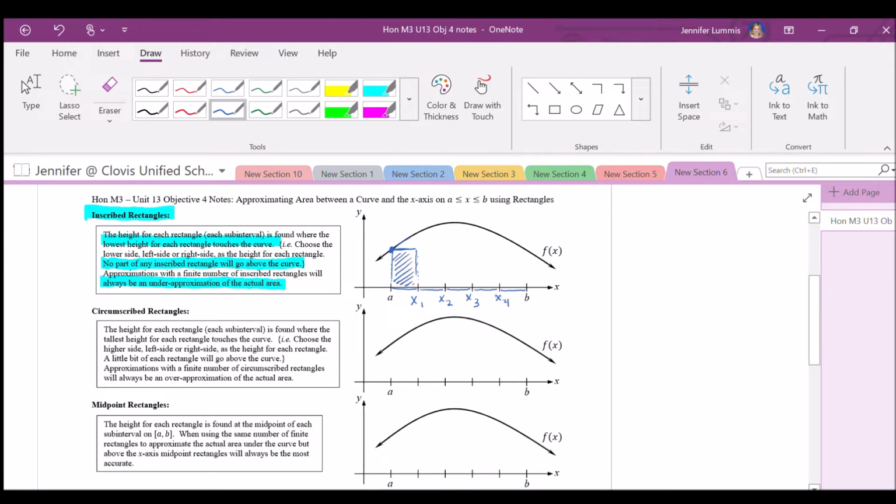Okay, the second rectangle from x1 to x2. So if you start to see what's happening here, you can see that the curve is still increasing on this interval. So the lowest point right now is still over here on the left, when the x value is x sub 1. So this point right here will give me the height for my second rectangle.